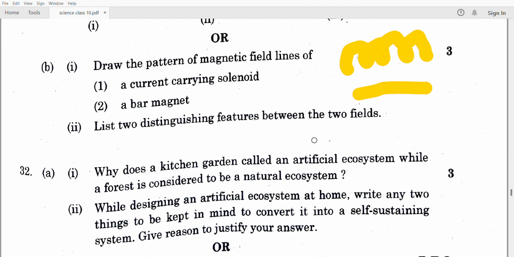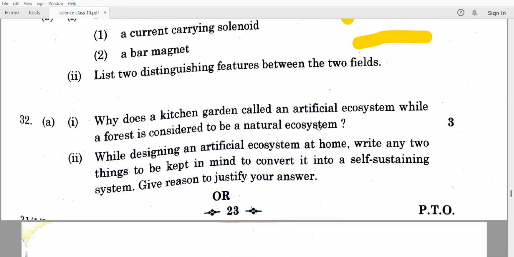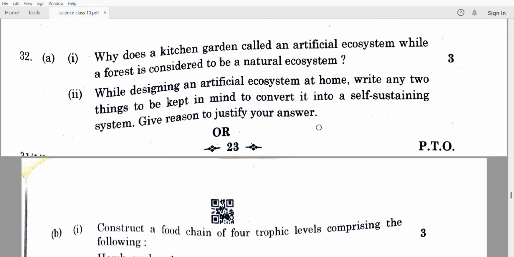And the strength of the magnetic field can be increased in a solenoid by placing a soft iron core, or by increasing the number of turns, or by increasing the current. So majorly by introducing a soft iron core, you can increase the magnetic field strength. But in a bar magnet, you can't.